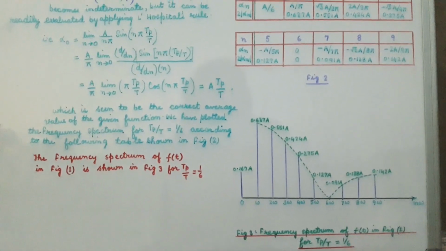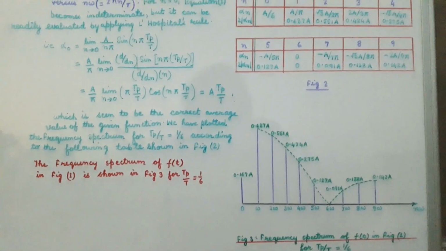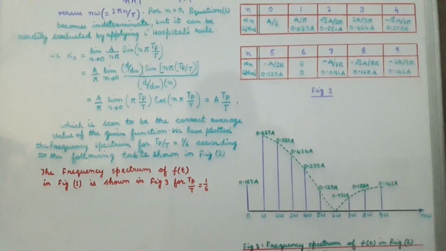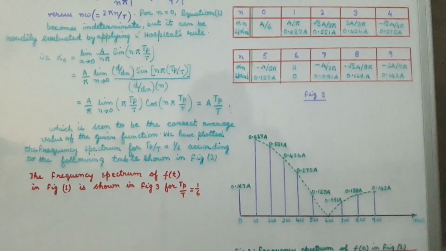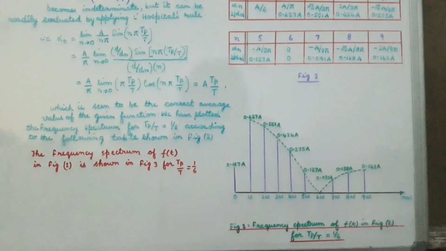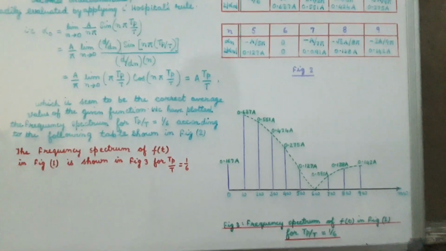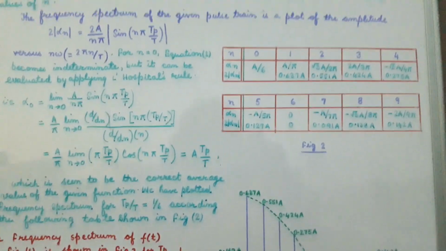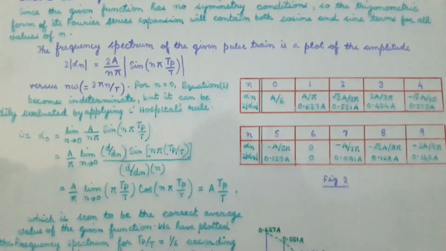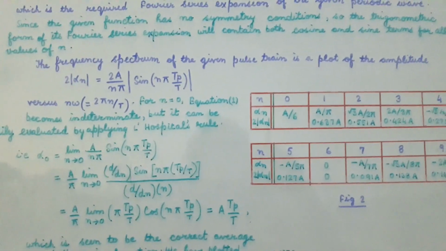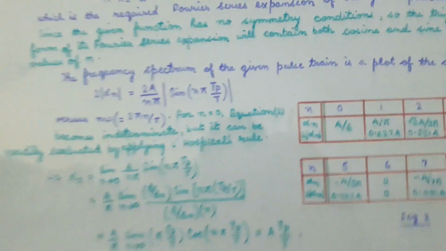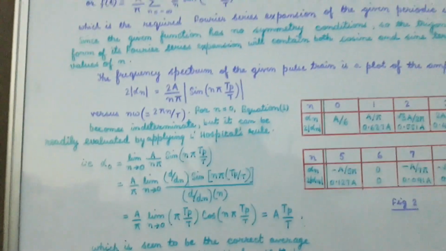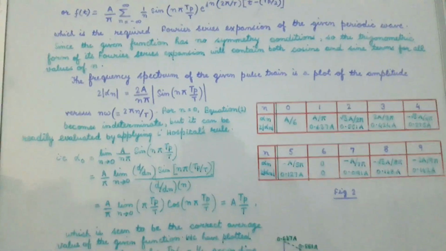In this way we can find the frequency spectrum, and we can also find the exponential form of the Fourier series expansion of any given wave. Hope this topic is clear to all of you, and you will be able to find the frequency spectrum and the exponential form of the Fourier series expansion of any given periodic wave.